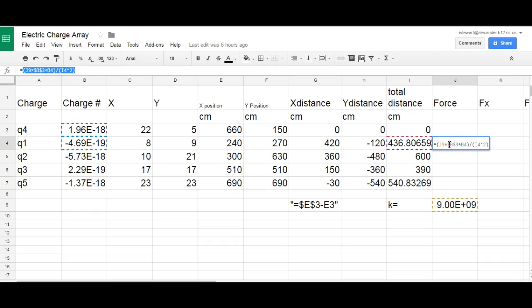So I'm taking B3, which is mine, to B4, which is charge 1. And that's going to give me my next one. I divide by I4 squared. That's the total distance squared. That's our radius. And so it's K Q1 Q2 over R squared is our formula. And that gives us the force. I've just added the wrong thing here, so I'm going to delete that. Hit enter, and I get negative 4.34 times 10 to the negative 32nd power. That's not a very big force, but these are not very close together.